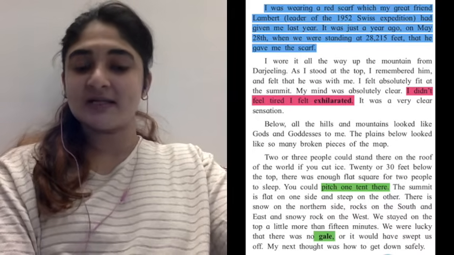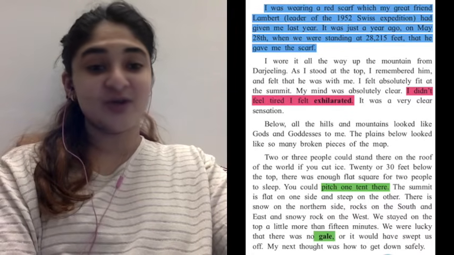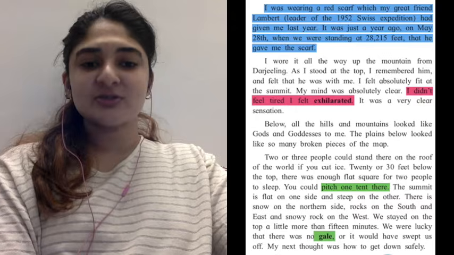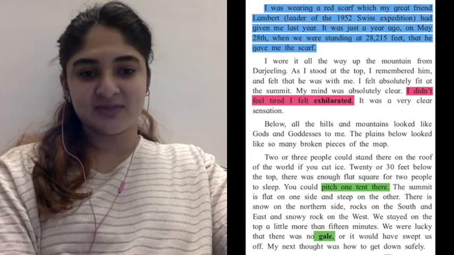Then he described what he could see from the top of Mount Everest. He said that there were hills and mountains that looked like gods and goddesses to him, and the plains looked like so many broken pieces of a map.